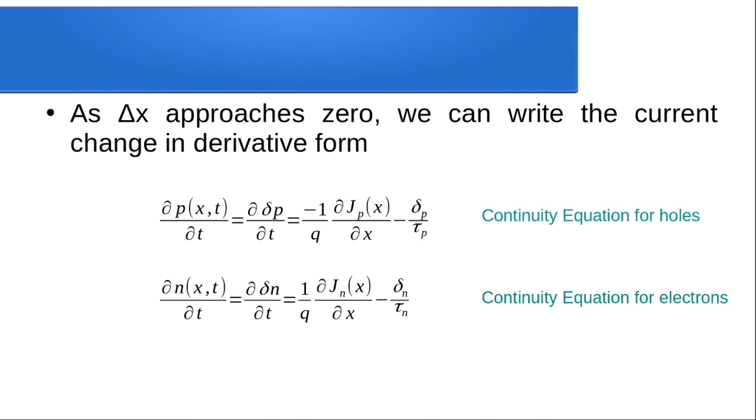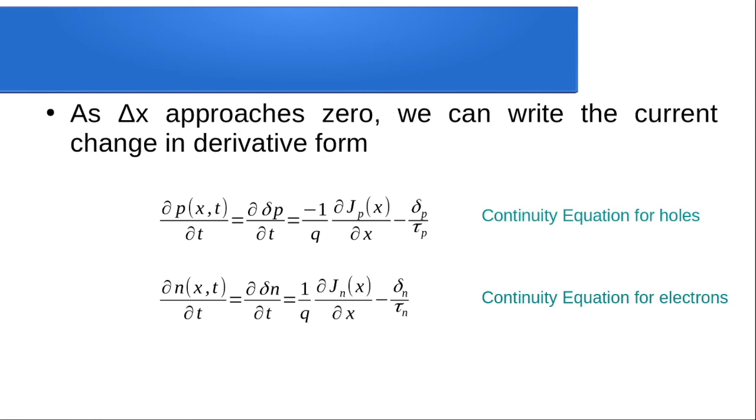Why do we use dou instead of d? It was differentiation d. Why are we using dou, the partial differential? Because it depends on two variables, more than one variable, and we are concentrating on one variable. We are finding the difference with respect to dou x, minus delta p by tau p.